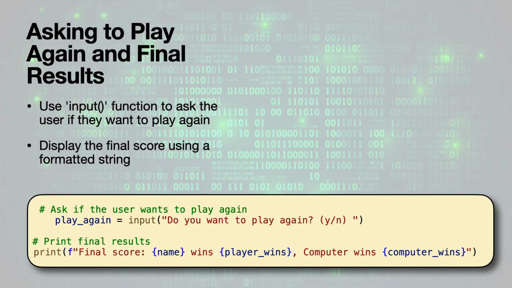After the user decides not to play anymore, the final score is displayed using a formatted string. The print function prints the final score with the player's name, the number of wins for the player and the number of wins for the computer. This is a formatted string. You can see it's got the lowercase f, and we use the curly brackets to insert the variables in the middle of the string. This is a much more elegant and simple method to use, but the comma followed by the variable is still useful.